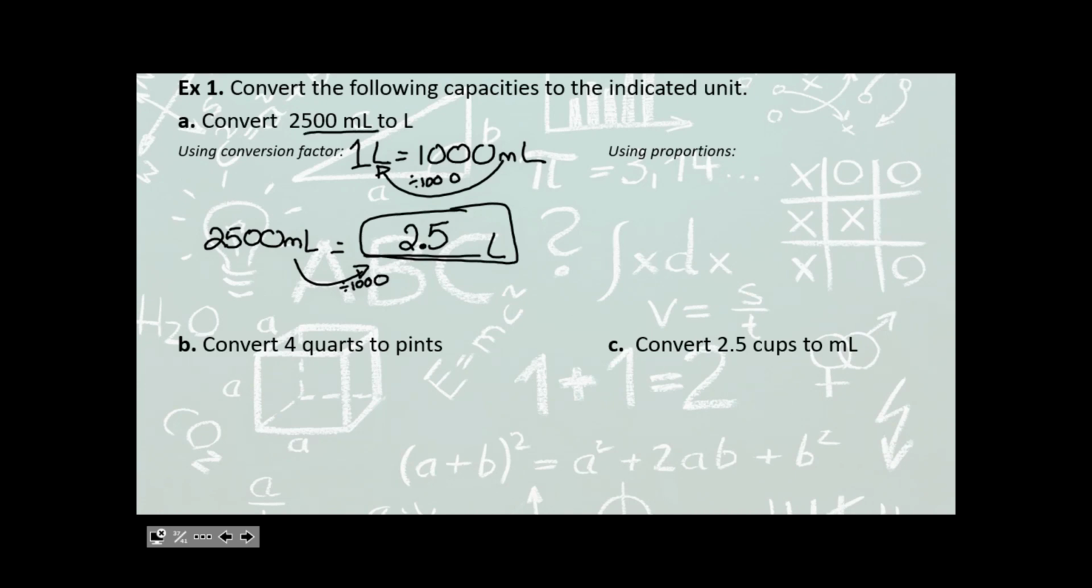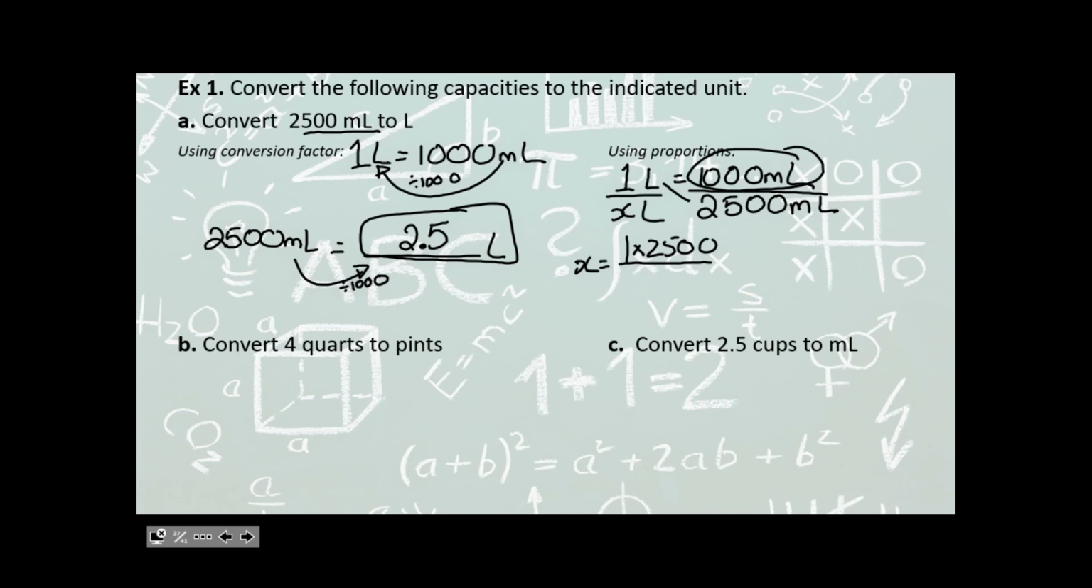I can solve this same question using a proportion. So we know that 1 liter is equal to 1,000 milliliters. So we're trying to find out how many liters are in 2,500 milliliters. Once I have my proportion set up, we cross multiply the two numbers that are diagonally across from each other and divide by the number we have not used yet. So divide that by 1,000. And regardless of what strategy I choose to solve for here, I end up with the same answer, 2.5 liters.